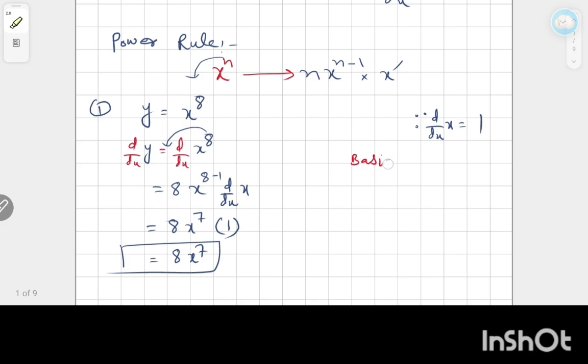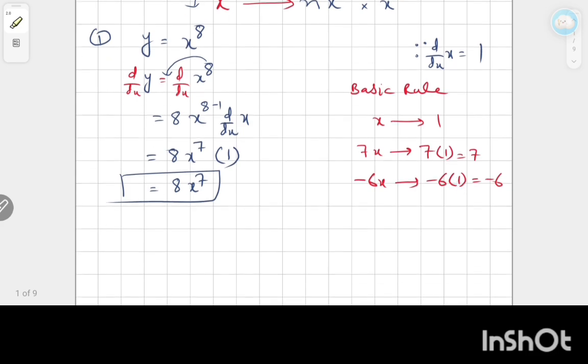Some important basic rules are required to understand the basic concept of derivative. The basic rule is very simple. What is the derivative of x? The derivative of x is 1. If we have 7x, the answer will be 7, because the derivative of x is 1. Similarly, if we have minus 6x, the derivative of x is 1, so it will be minus 6.